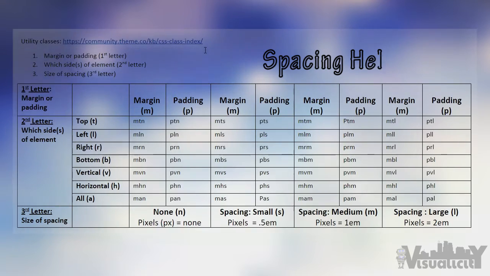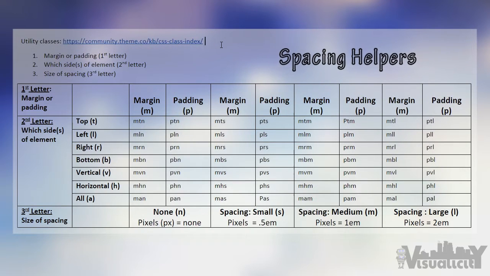To start off, I want to talk about the simple but extremely useful spacing helper classes. This does look a little daunting at first, but I promise it's actually pretty easy to remember. You just need to keep in mind that all spacing helpers have 3 letters. The first letter will always control the margin or padding. The second letter will control which side of the element you're selecting. And the third letter will always control the size of the spacing that you want to create or get rid of. So the first letter is always going to be either M or P for margin or padding.